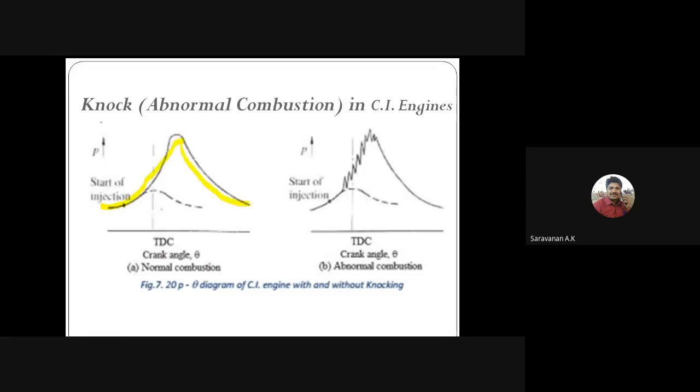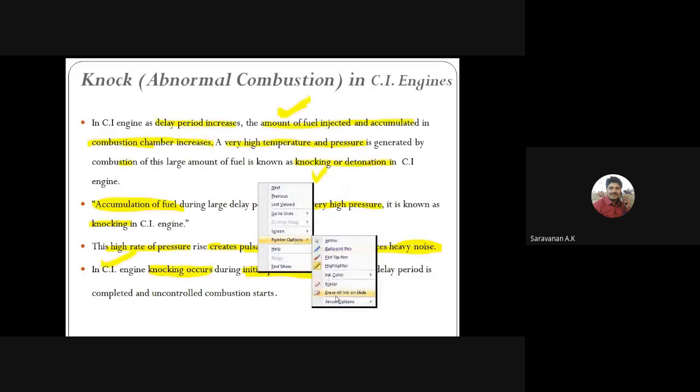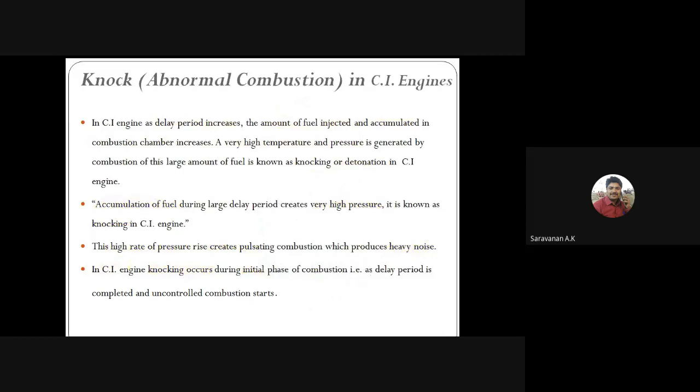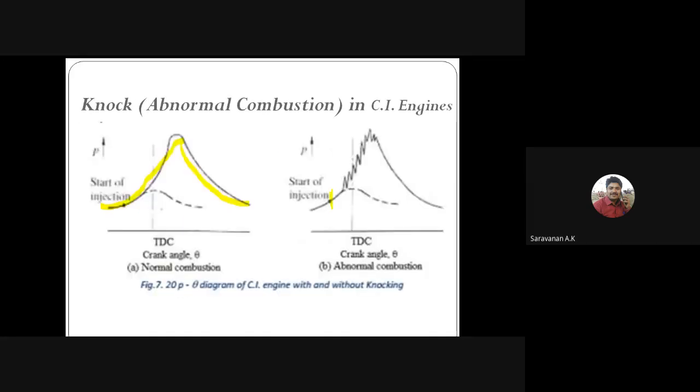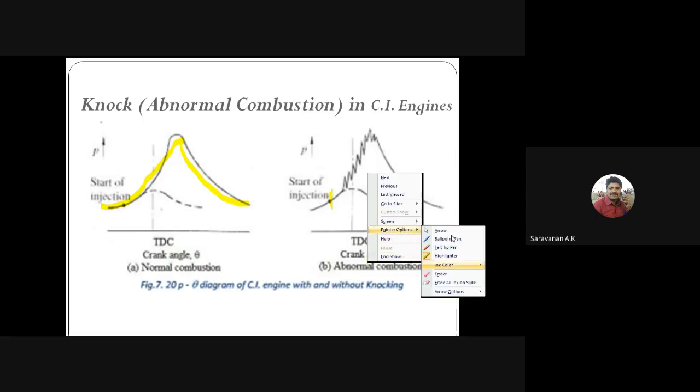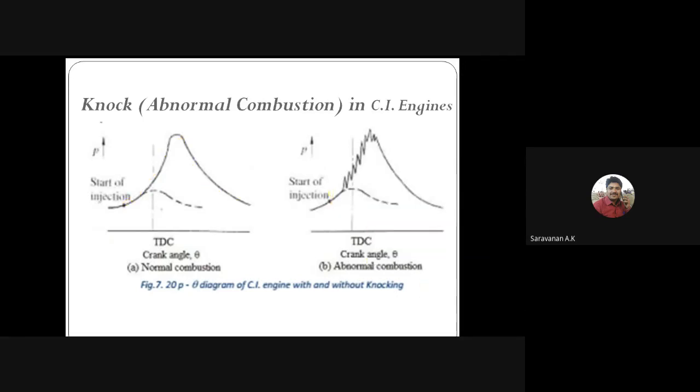like this, right? So if the fuel is injected, then knocking will occur. In a CI engine, knocking occurs during the initial phase of the combustion. Here you can see, in the initial phase of combustion, the ignition and injection start, then the flame propagates, right?